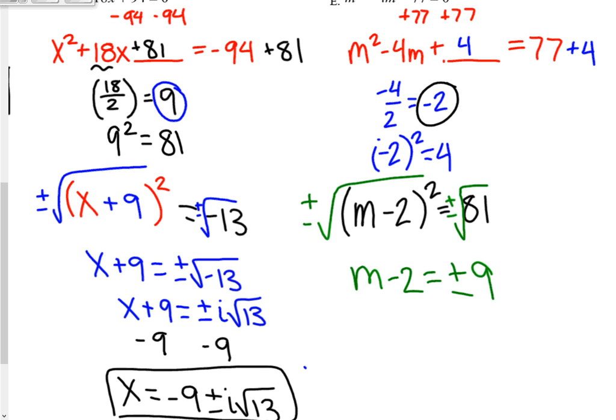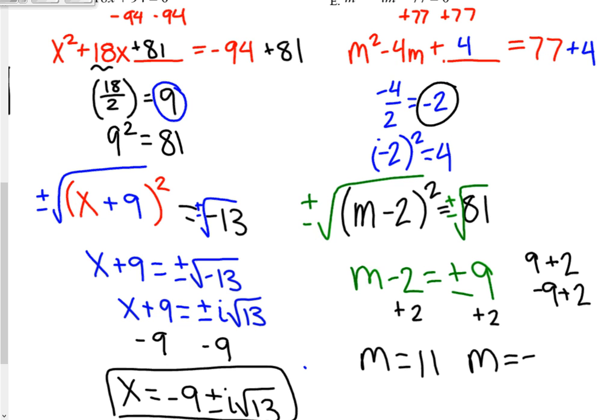So now I'll add 2 to both sides. Remember, we have to be careful here because that means a positive 9 plus 2 and a negative 9 plus 2. So m equals 11 and m equals negative 7.